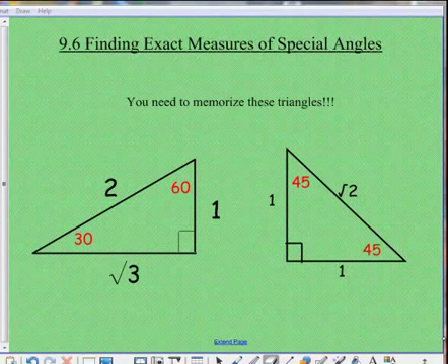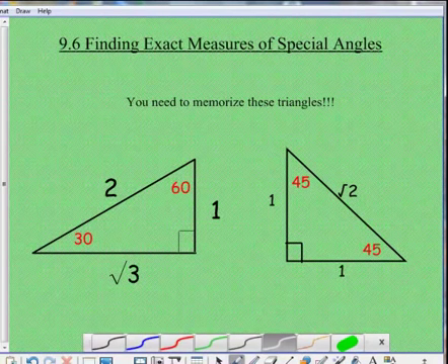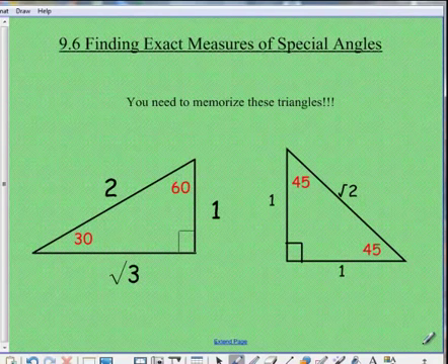Moving right along in Chapter 9, we're going to start using our unit circle a little bit more aggressively, shall we say. So let's see how. Finding the exact measures of special angles. Well, what do I mean special? Oh, that looks like something Mr. Kinnear might have taught you.